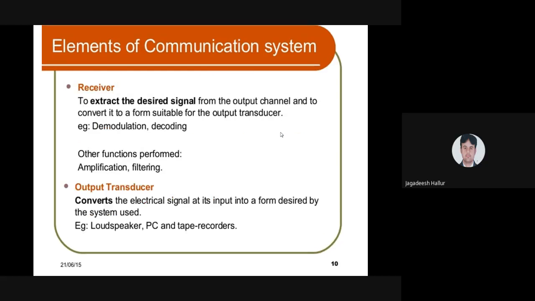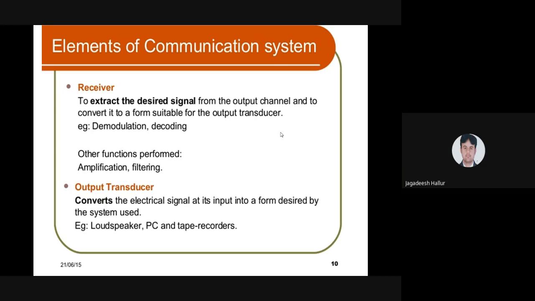This is the channel. Receiver: I already told you the actual function of the receiver, to extract the desired signal from the output of the channel. Whatever signal we get from a channel has to be the desired signal, that is, a correct output, the exact output. Desired is nothing but exact. To extract the desired signal from the channel output and convert it to a form suitable for the output transducer. When you are hearing a particular voice, it has to be clear.